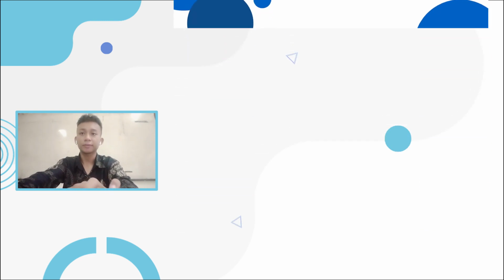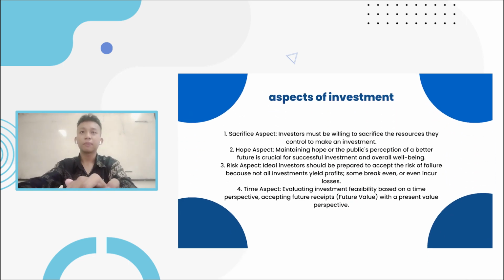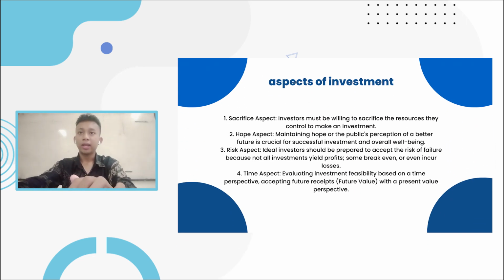The next slide. Aspects of investment. First, sacrifice aspect. Second is hope aspect. Third, risk aspect. And fourth, time aspect. Okay, the next slide.